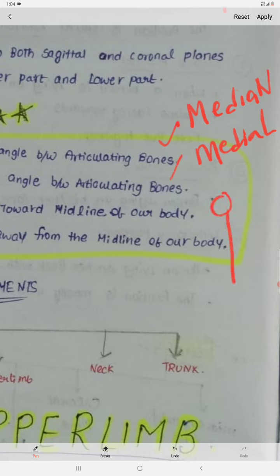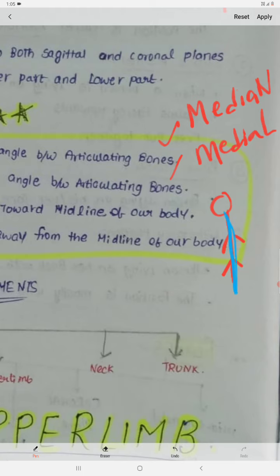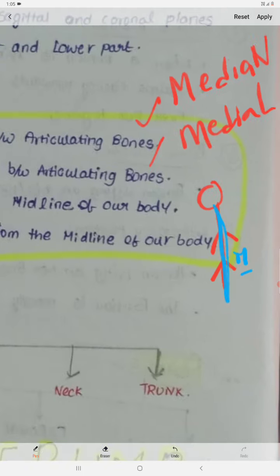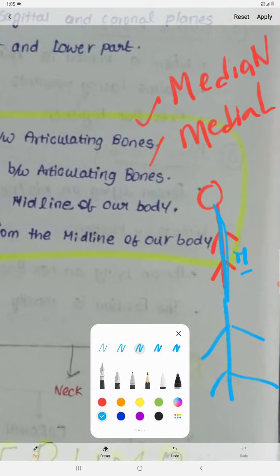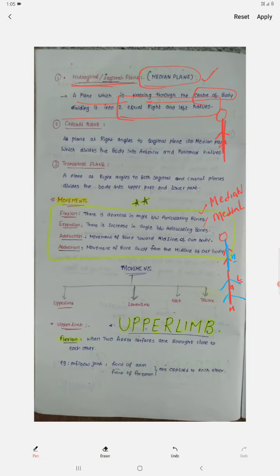First of all, this will be the body, no? So I'll explain in another color so that you can understand. This is the median plane, and this is the medial side. Definitely if it is present like this, this is the medial, and this will be the lateral, and this will be the median. Okay, whatever is present just near to the middle or the median is called medial. Please remember this difference.